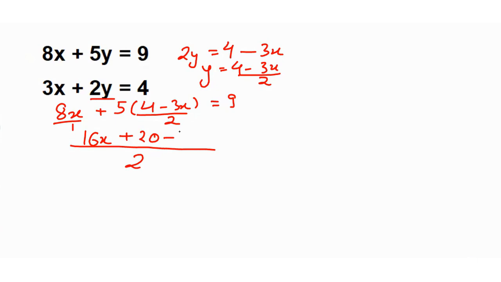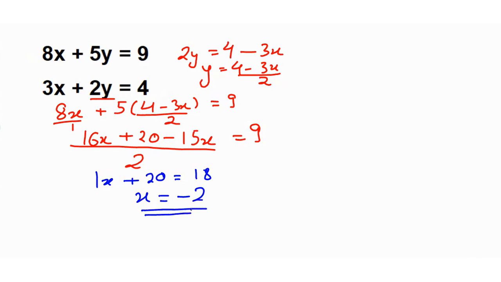Minus 5 is multiplied by 3. So minus 15x equals 9. So from here we have 16x minus 15x. We can just subtract it on this step. So we'll get 1x plus 20 equals 9 into 2, that is 18. So x is equal to 18 minus 20. That is minus 2. So x is coming as minus 2.